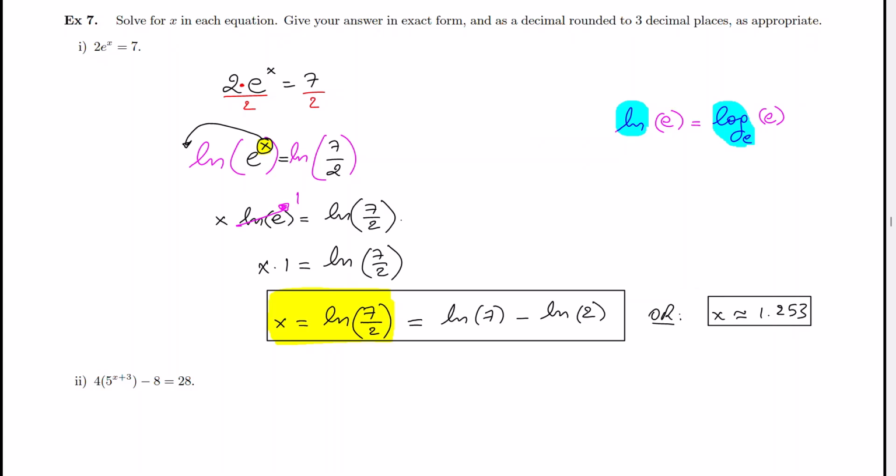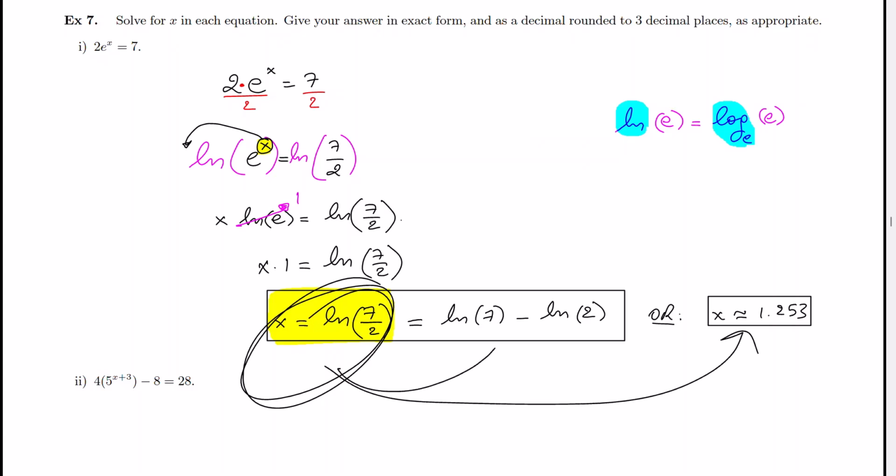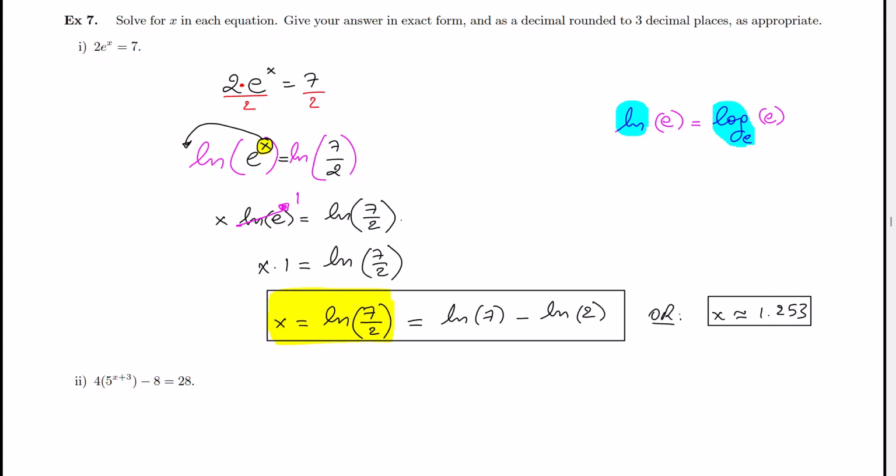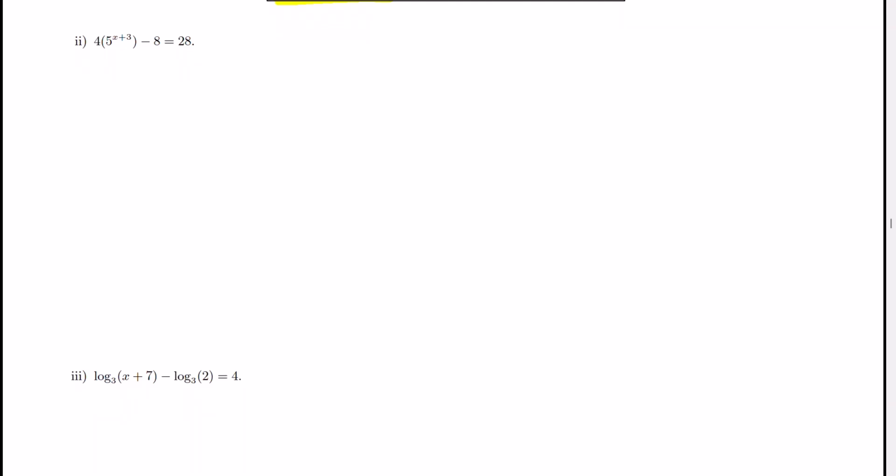In math, we prefer exact answers, so this is the best answer we can write, but this is also appropriate, or this is also appropriate, so it's up to you. So that's the end of the first one.